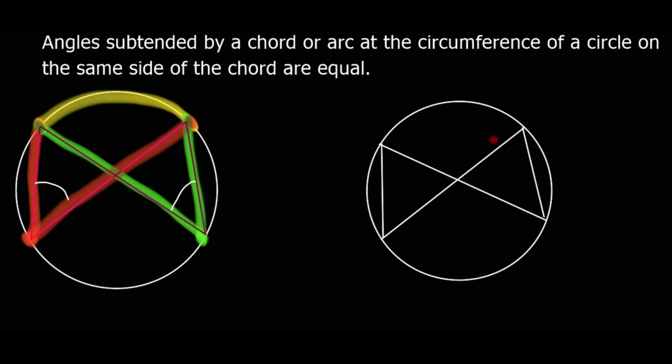Therefore, in conclusion, if you have something like this, this angle and this angle are equal, and this angle and this angle are equal. So if here it is 20, then here it is also 20, and if here it is 10, then here it is also 10. So every time you see something like a butterfly, remember this theorem.